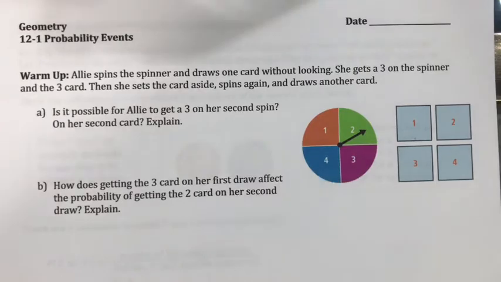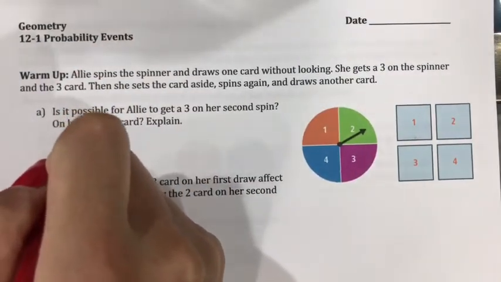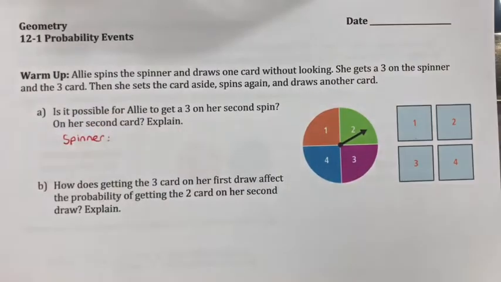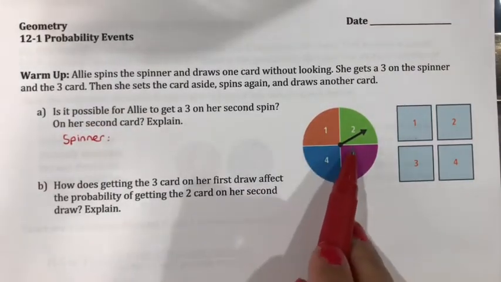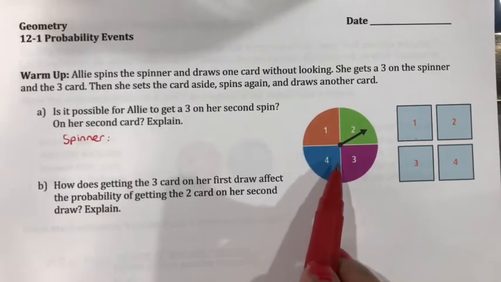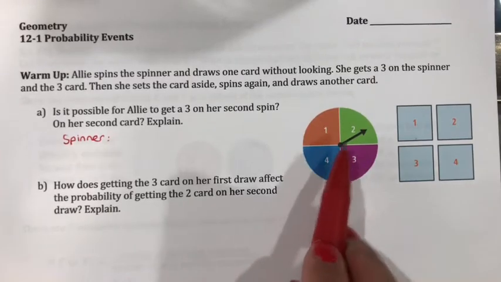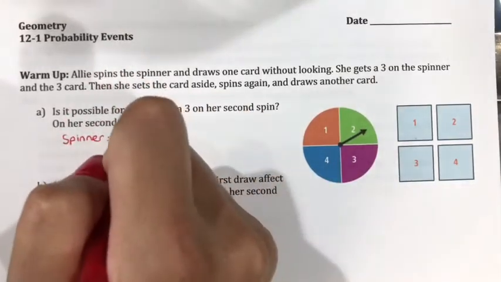Okay, so with the spinner, it is possible because we still keep the 3 on our spinner. It doesn't go away. So it is possible for us to spin, land on the 3, spin it again, and then land on the 3.